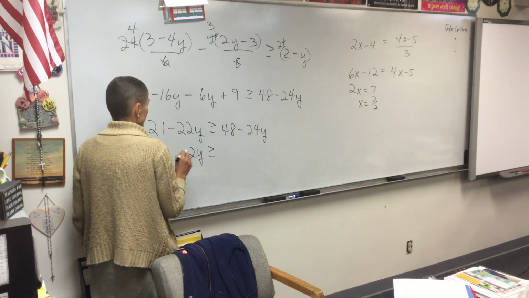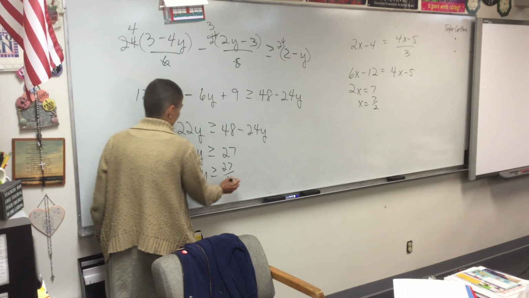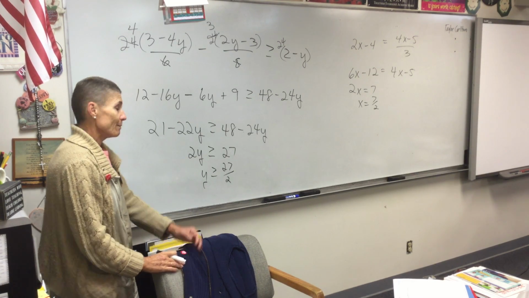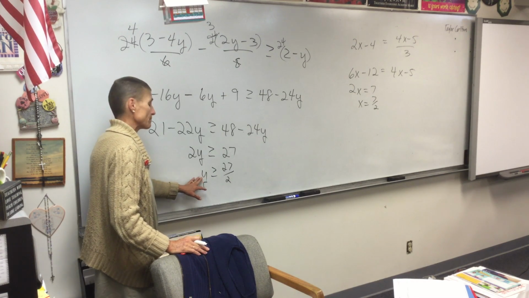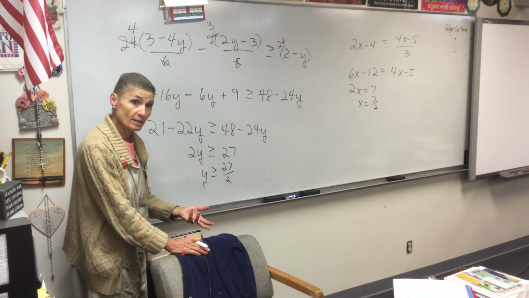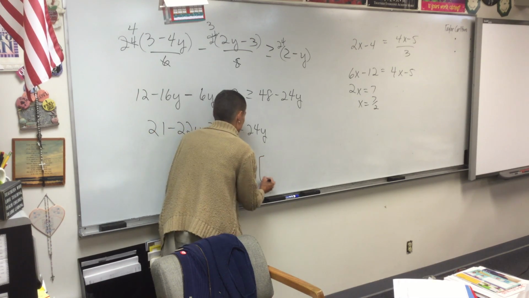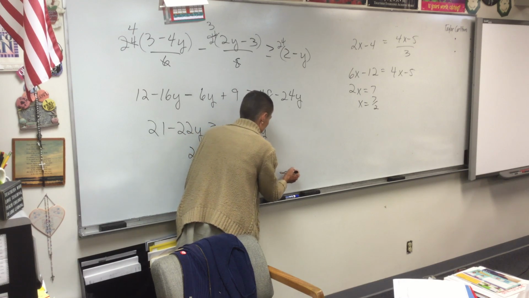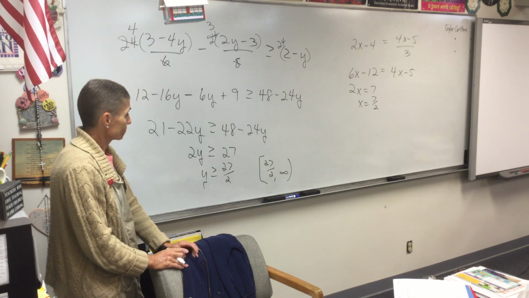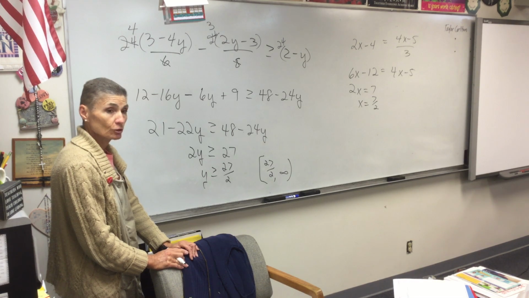2y is greater than 27. Did you get 27 halves? Y is greater than or equal to 27 halves? I've been leaving my answers like this. That's absolutely fine. Unless the directions say answer in interval notation, which means that answer, if we had to do this one in interval notation, would be 27 halves to positive infinity. So far, so good?